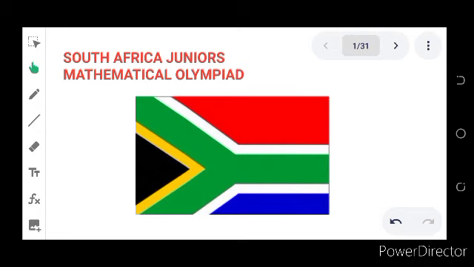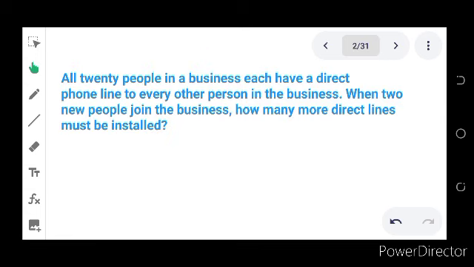Good day, everyone. Let's try to solve this algebra problem from the South Africa Juniors Mathematical Olympiad. The problem goes: all 20 people in a business each have a direct phone line to every other person in the business. When two new people join the business, how many more direct lines must be installed?